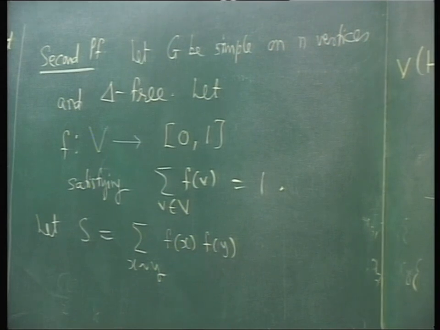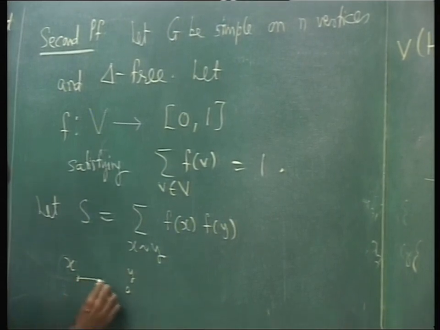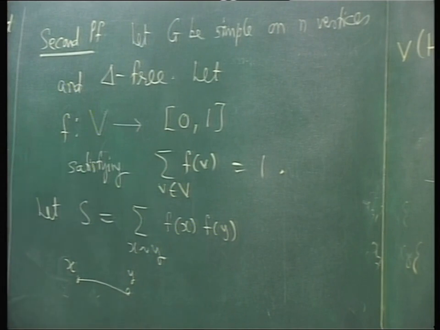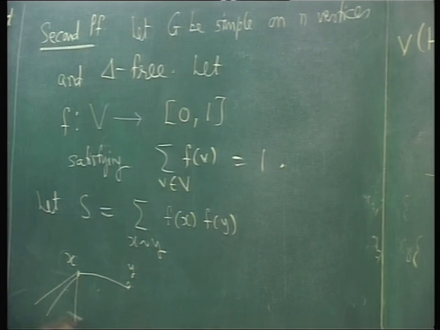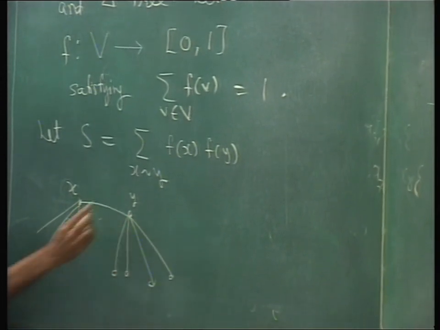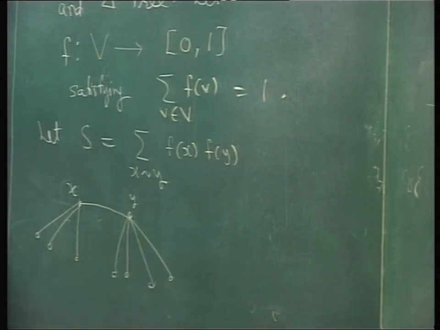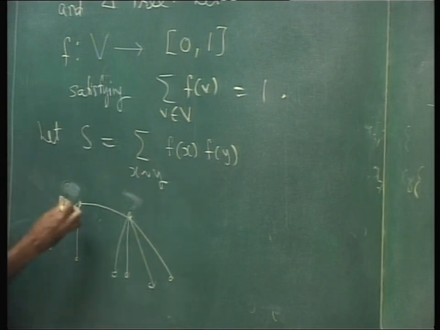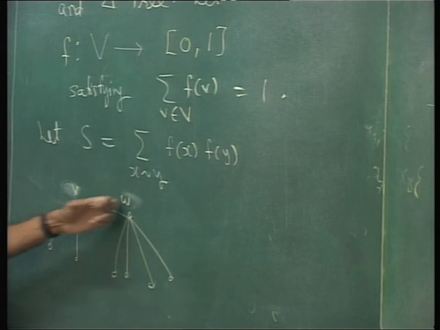I'll give you an idea and you should complete the proof. Here is x, here is y. X and y are adjacent to each other. Besides y, x would have some other vertices adjacent to it. Besides x, y will also have some more vertices adjacent to it. After all, since I've used x and y, let's use v and w. Okay.